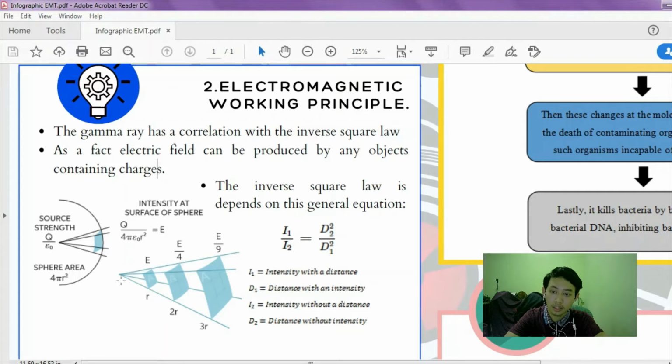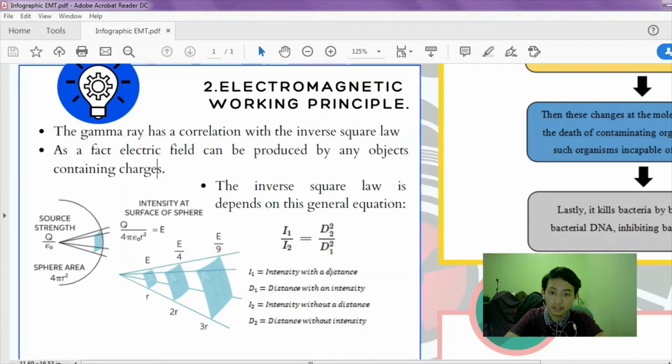If the radius is R, the electric field is just E. When the ray is emitted a bit farther, at 2R, the field is E over 4, because the surface is divided into 4 parts. At 3R, the electric field is divided by 9, because the surface is divided into 9 parts. So the number 9 or 4 is according to the parts the surface is divided into.